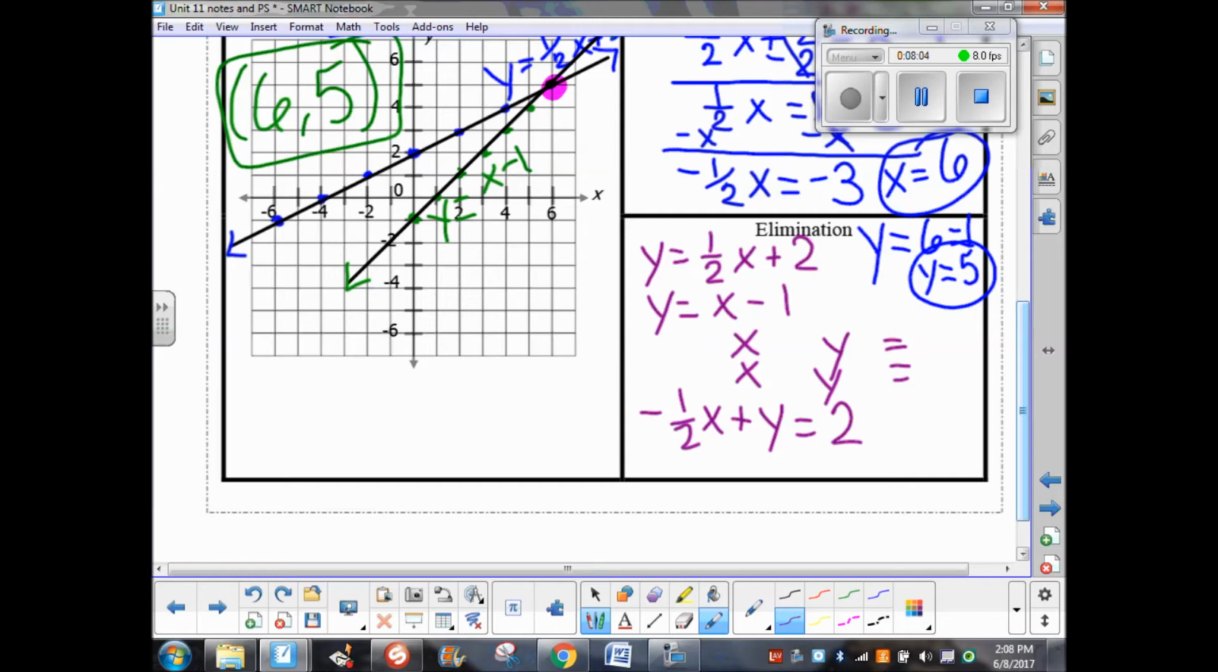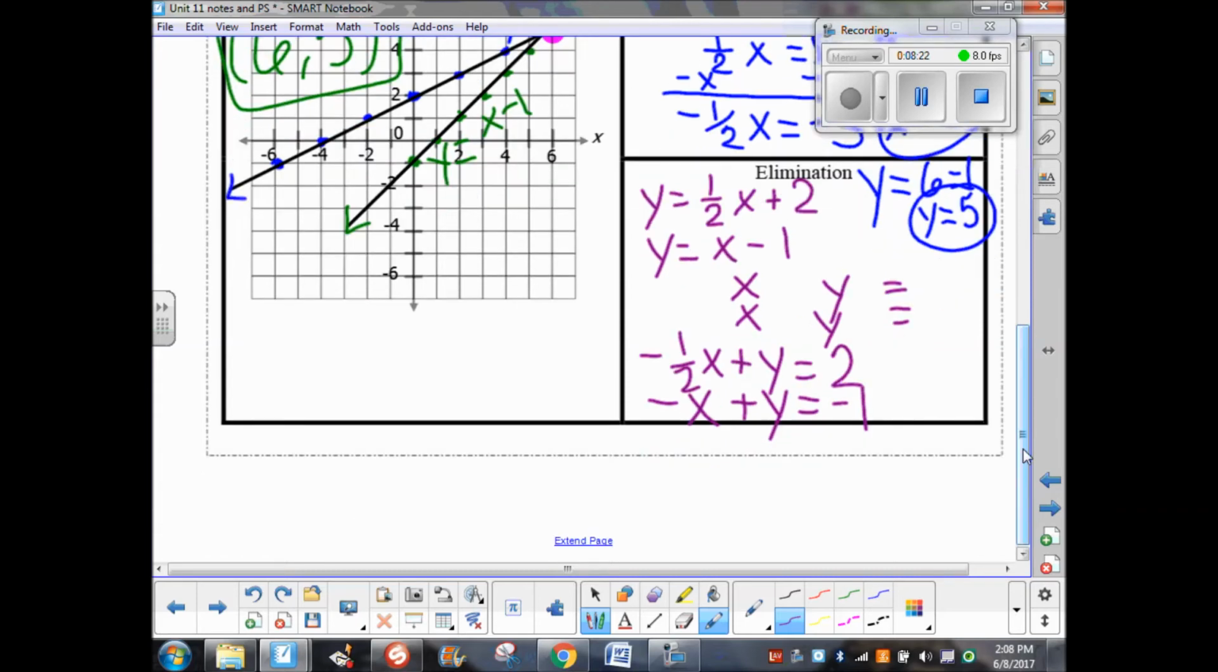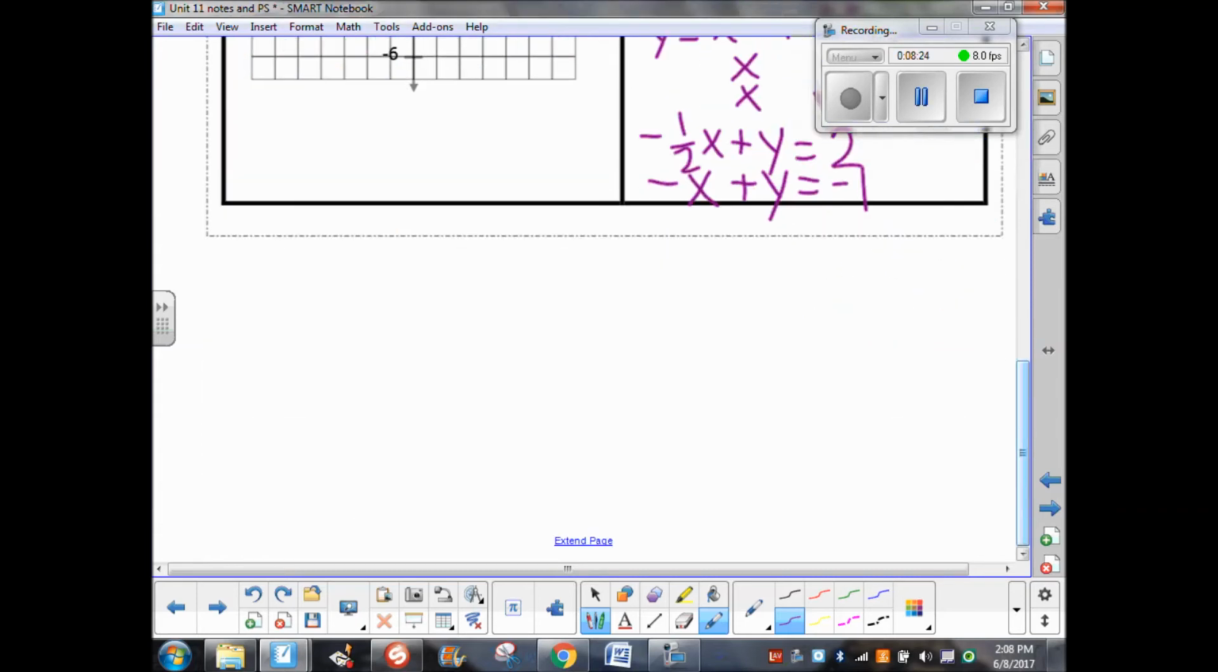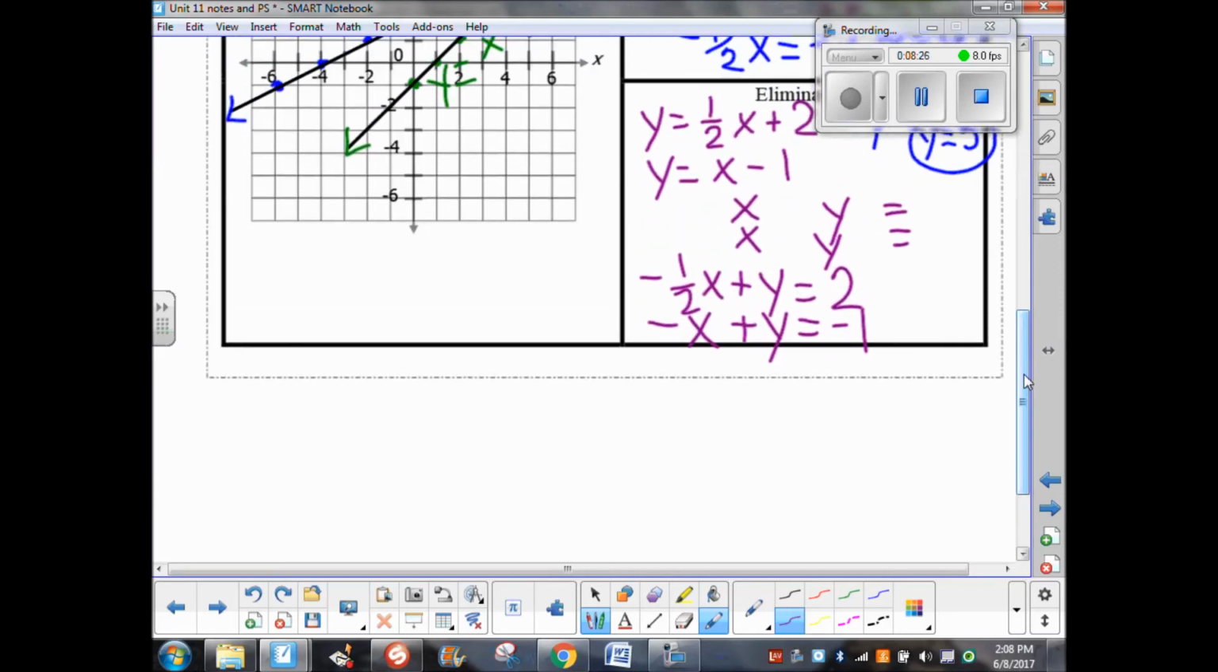What do I do with the second equation to get it into that form? I've got to take that x and move it over. What's it going to be? Subtract it, so it's going to be negative x plus y equals negative 1. Now it's in the form to do elimination. What do you want to eliminate? The x's or the y's? Which one might be easier?